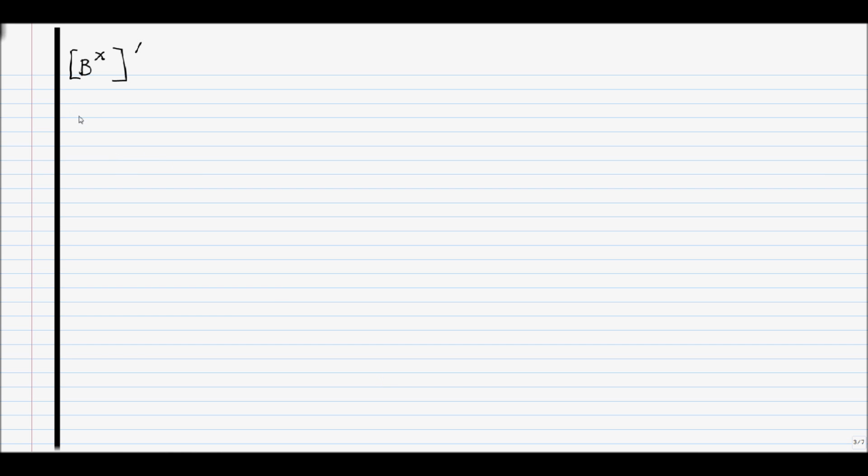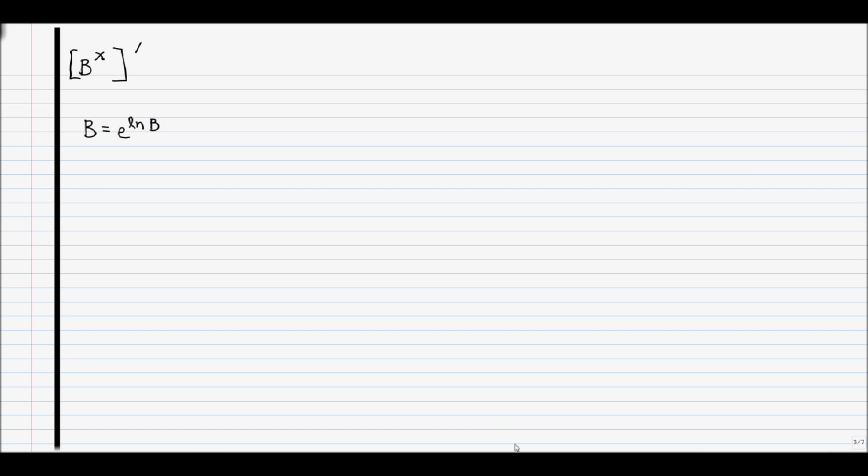So what I'm going to start with is the fact that b is really equal to e to some power. Now you could say, well, what the heck is b anyway? Well, that's beside the point. The reality is b is the same thing as e to the ln of b power.